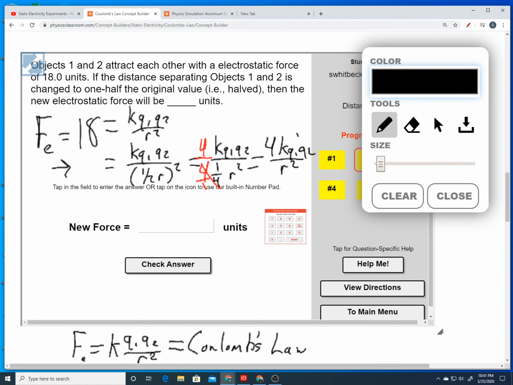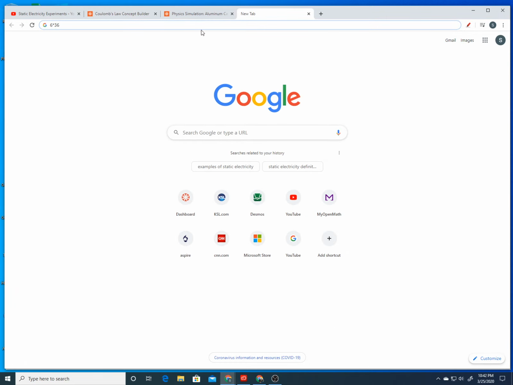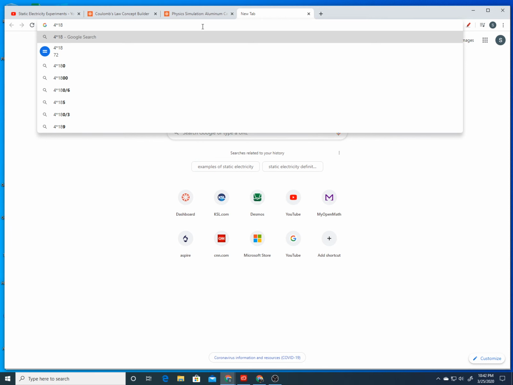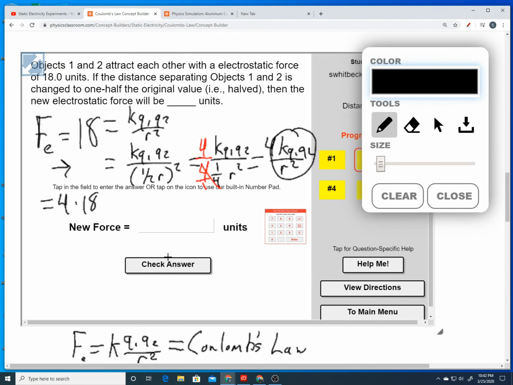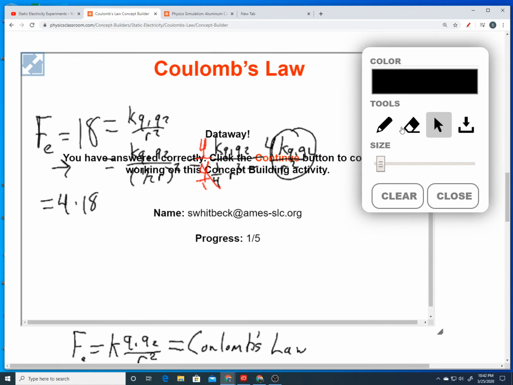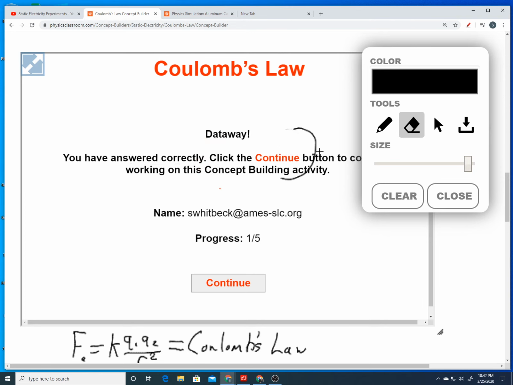Alright, so what we have now is 4 times our equation, in other words, 4 times 18. I do not have 4 times 18 memorized either, so I'm going to come to Google. 4 times 18, 72. Okay, so 72 units. And of course those units we're going to expect are usually newtons. Alright, and good job us again. We're amazing.